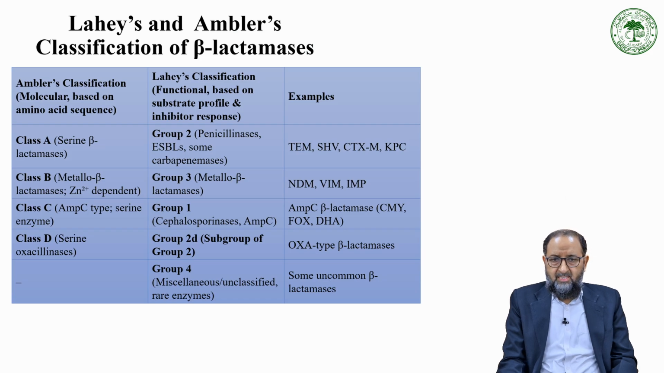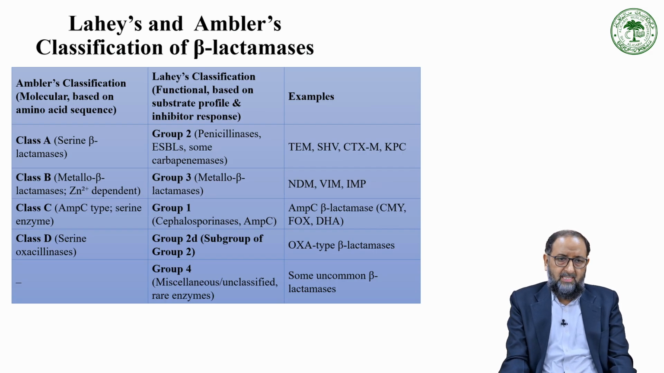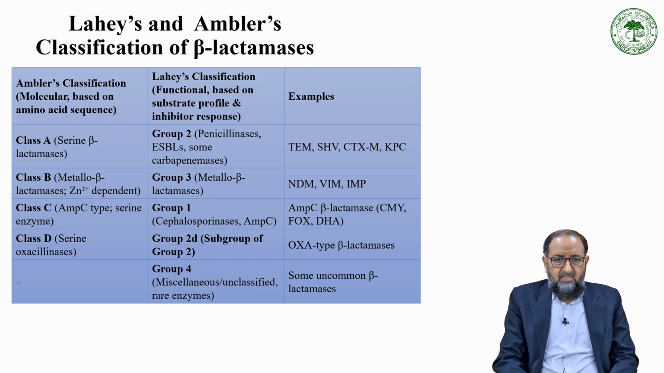An example is like MC beta-lactamase, CMY, FOX, and DHA. This is an example which Lay's classified as group 1, and Jacoby and Bush classified them the same way. Under the Ambler classification, they are classified as class C. Similarly, class D is a subgroup of group 2, and group 2 and group 4.